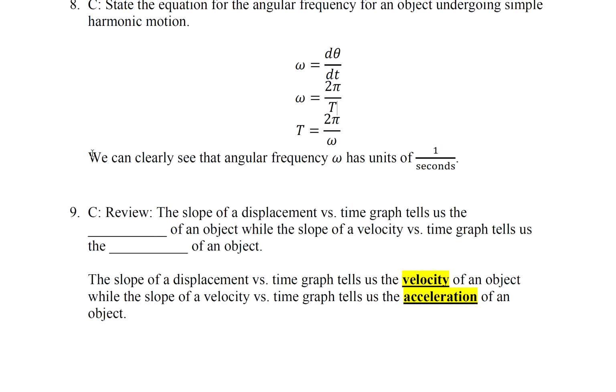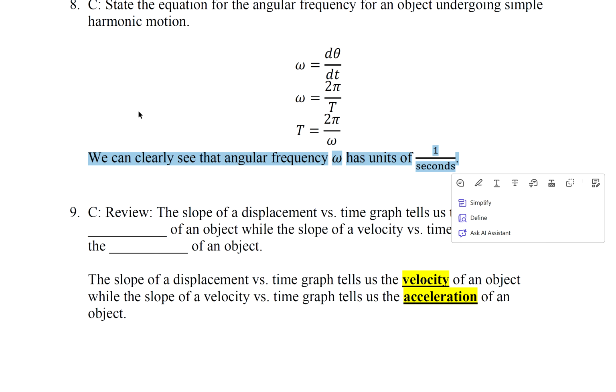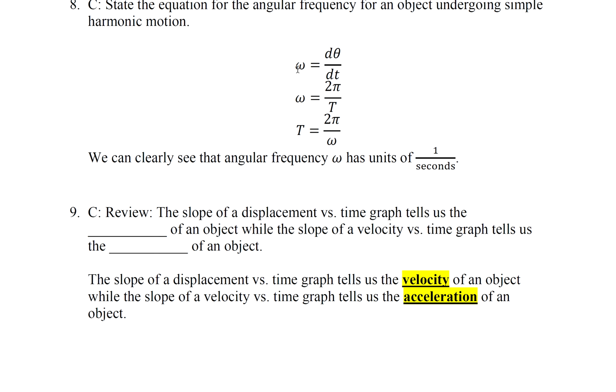We can clearly see that angular frequency omega has units of 1 over seconds, because omega has units here of radians over second. Radian is not a real unit.